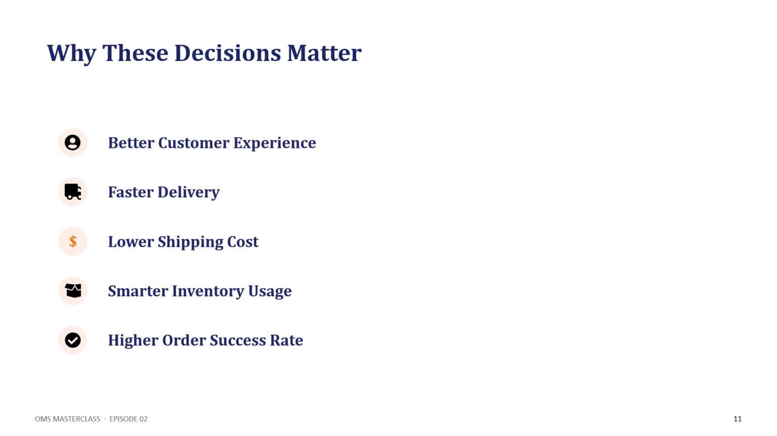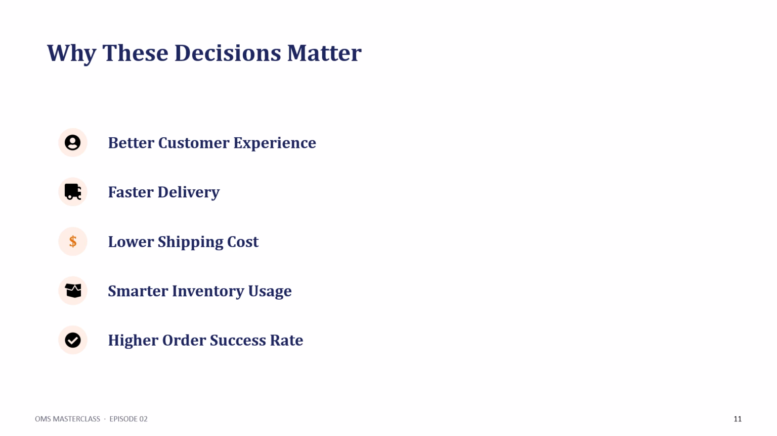We have now seen how an OMS evaluates every order before releasing it for execution. But why are all these decisions so important? Let's look at the impact they create. First is better customer experience. When customers receive the right product at the promised location within the expected delivery time, then confidence in the brand increases. Next is faster delivery. By selecting the most suitable fulfillment location, the OMS reduces unnecessary delays and helps orders reach customers more quickly.